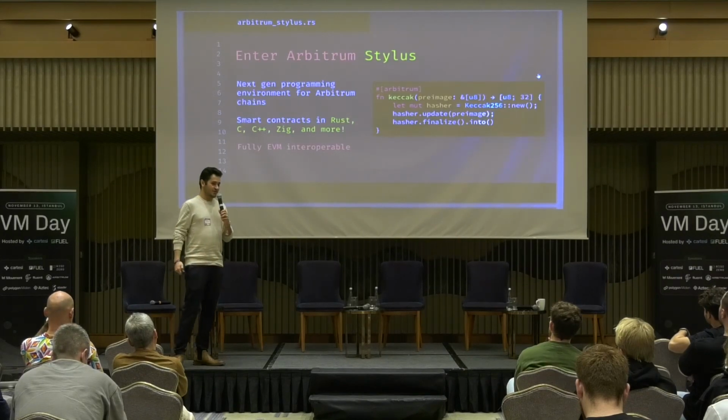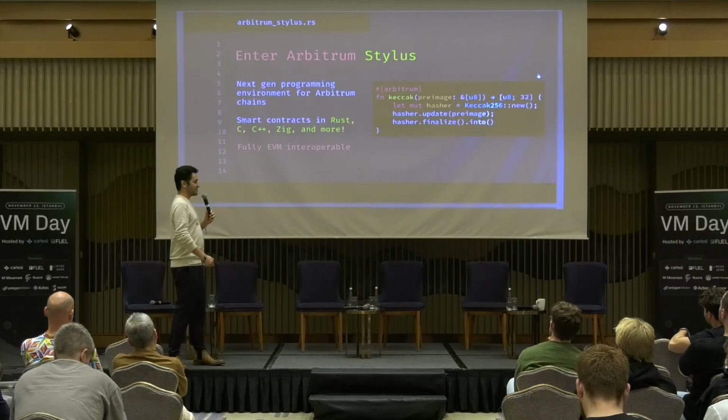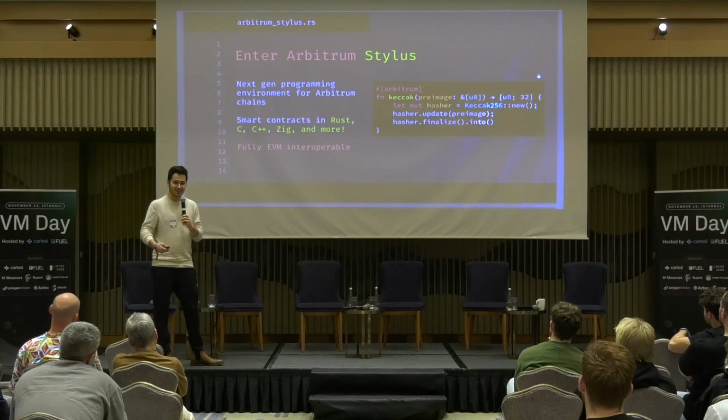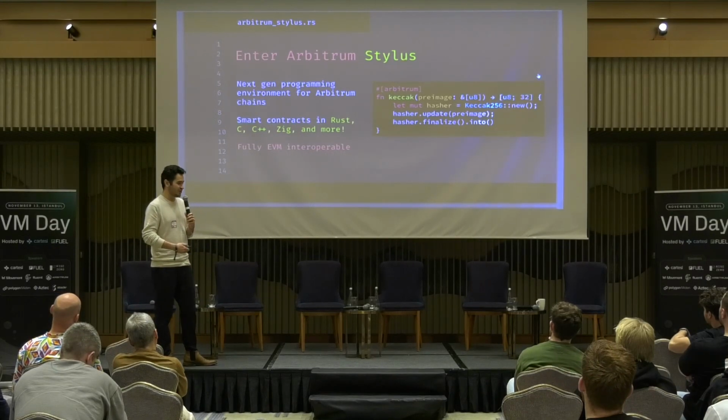So introducing Arbitrum Stylus. Stylus is a next-generation programming environment for Arbitrum chains. It allows developers to write Rust, C, C++, Zig, more, you name it. You can add support for it yourself. It's fully EVM interoperable.